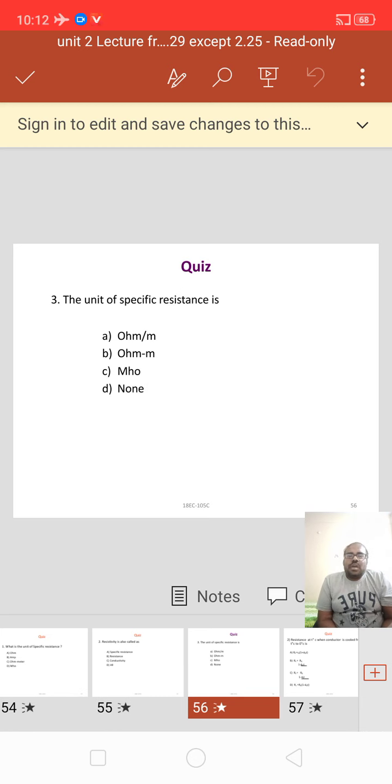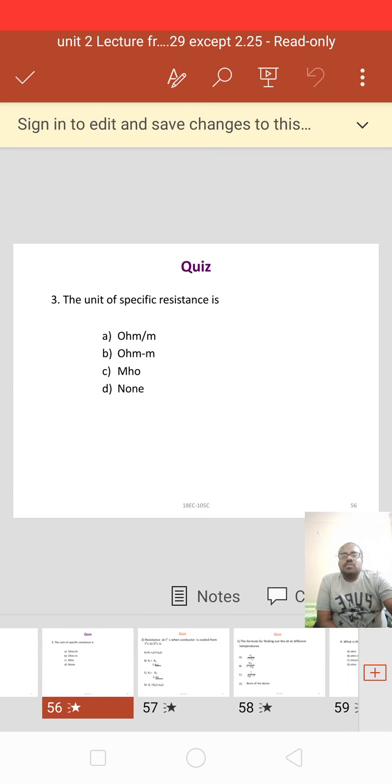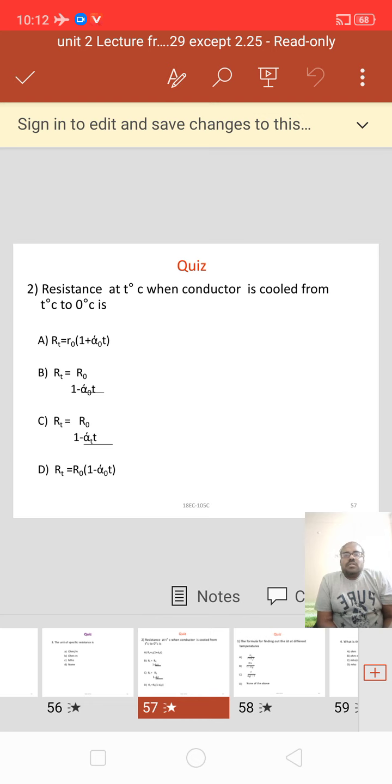Next, the unit of specific resistance is A ohm per meter, B ohm meter, C mho, D none. The unit of specific resistance is B. Answer B, ohm meter.